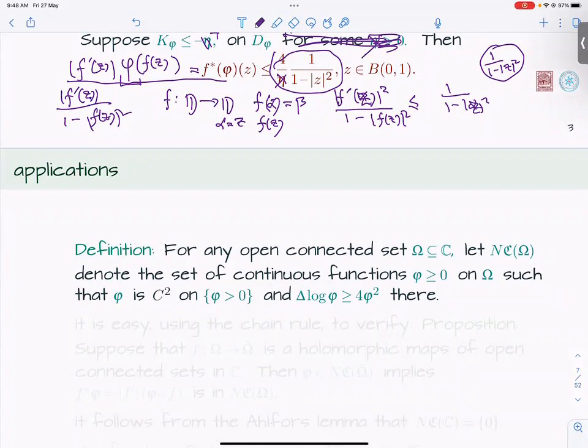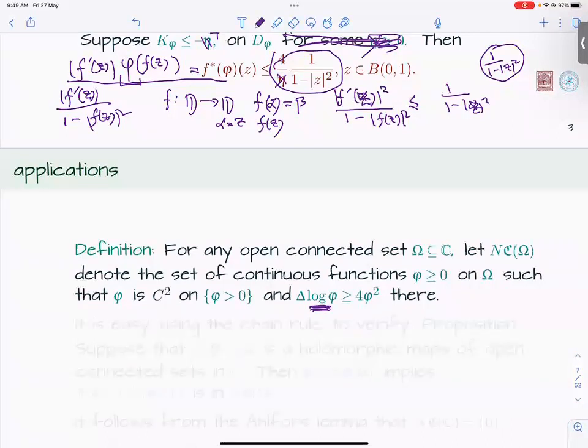So for any open connected set omega, let N c omega denote the set of all continuous functions on omega such that this p is C2 wherever p is strictly positive. As I told you, there is going to be a problem if I don't take p to be strictly positive. Although p being 0 can be allowed, and there are ways in which you can tackle this, it is not necessary for our purposes.